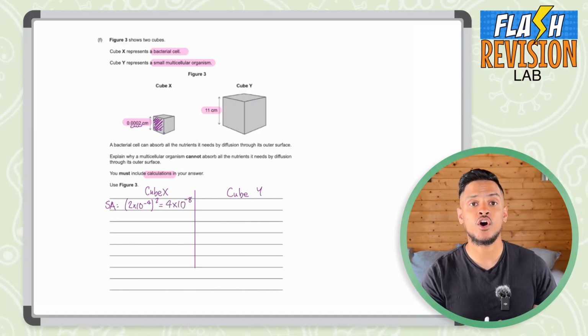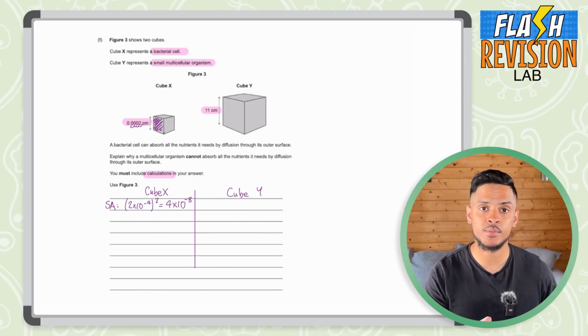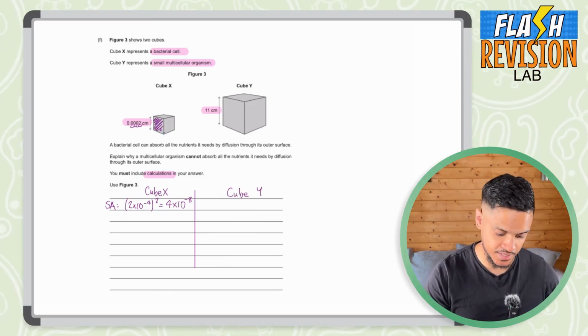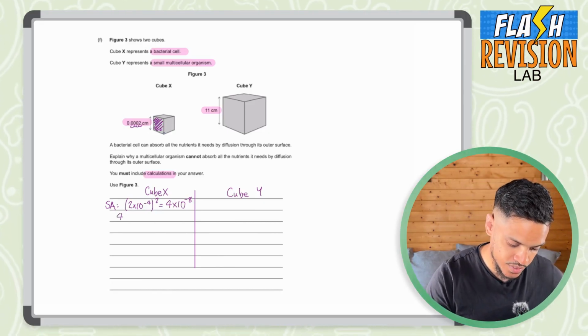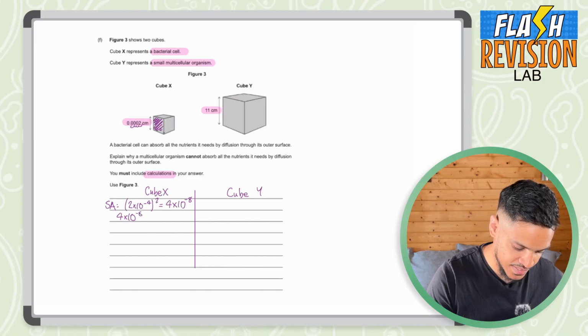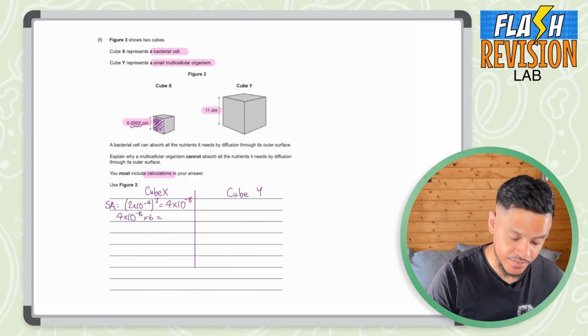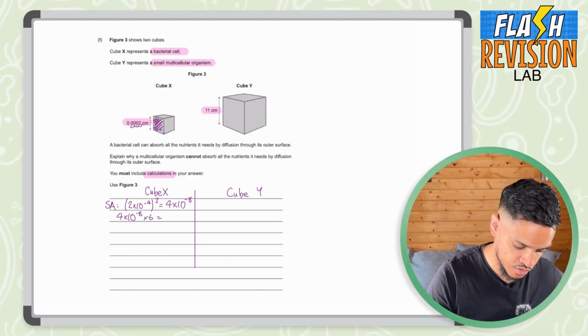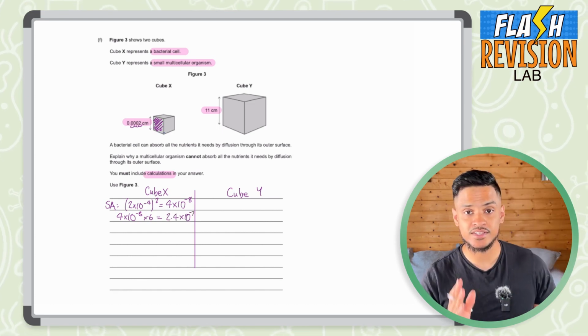For the surface area of the whole cube, we want to times that by the number of faces in a cube, which is 6. So we're going to now do 4 times 10 to the minus 8 times by 6. And that gives 2.4 times 10 to the minus 7. So that's our surface area.